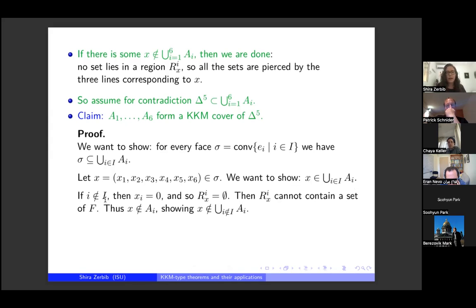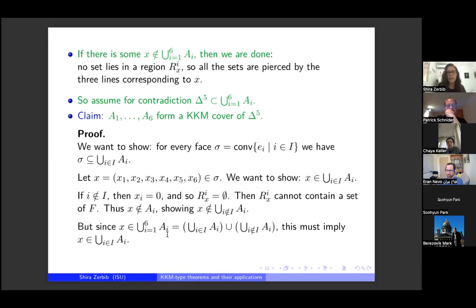So if i is not a vertex in sigma, then by the definition of delta, xi is just 0. So by our previous observation, Ri of x is the empty set, so Ri of x cannot contain a set of F. Okay, so x is not in Ai. And this shows that x is not in the union of the Ai where i is not a vertex in sigma.